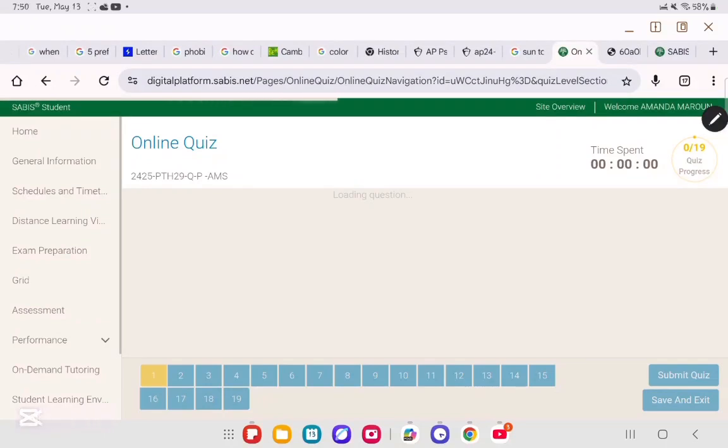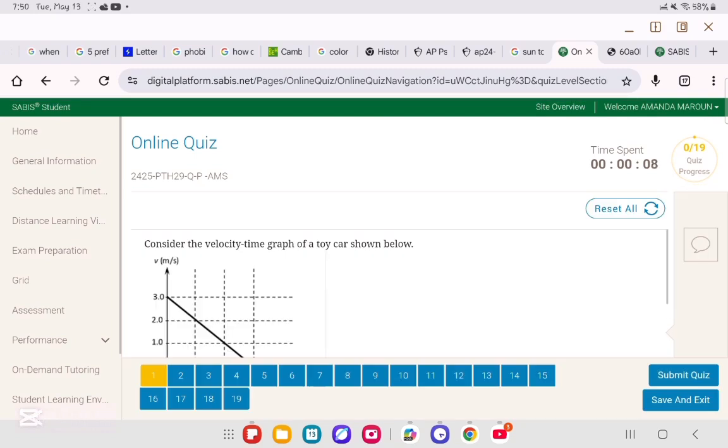So today I'll be solving the physics AMS of term 2 week 6. I'm very sorry for the late video because I was studying for my IGs. So basically what I noticed in this quiz is that you have two questions that are repeating, so I'm just going to go very fast for this.